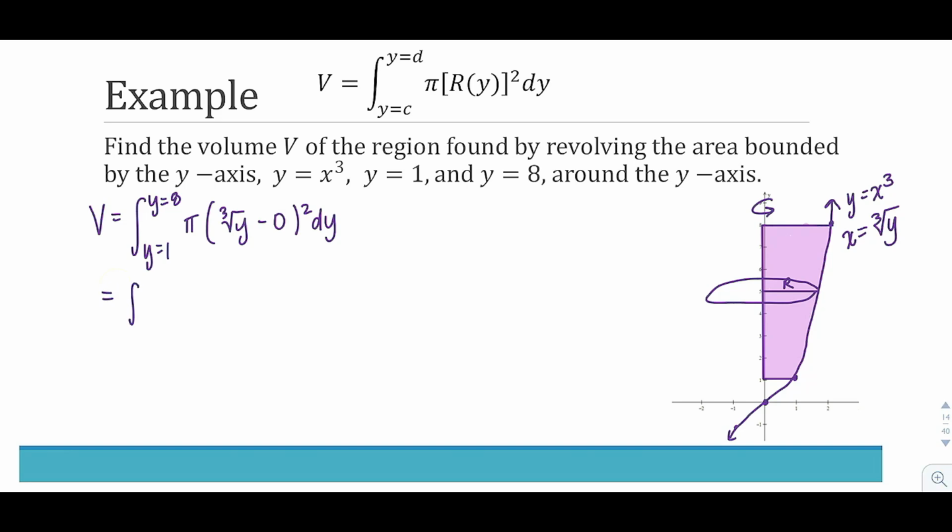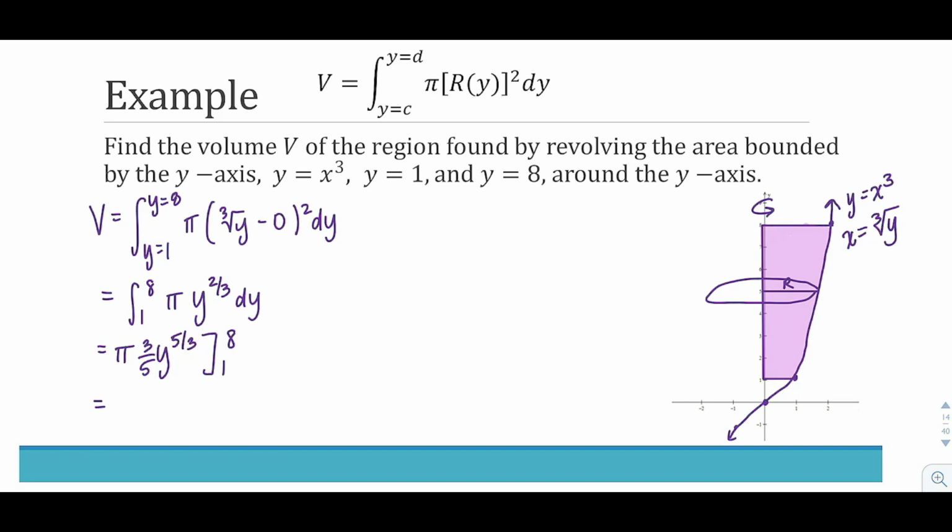So I have the integral from 1 to 8 of π times y^(2/3) dy. That's rewriting y^(1/3) and then multiplying by 2. So I'm going to go ahead and take out the π and find the antiderivative of y^(2/3), which is going to be y^(5/3) times 3/5 evaluated from 1 to 8.